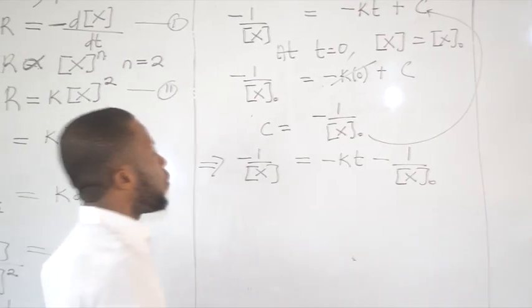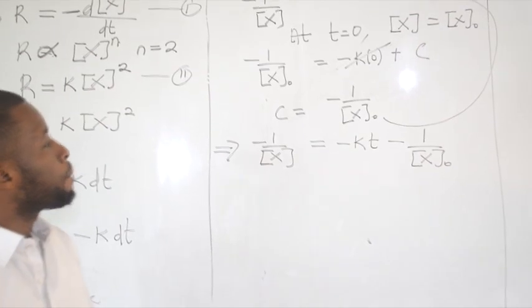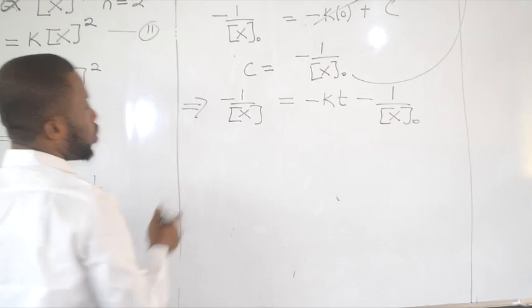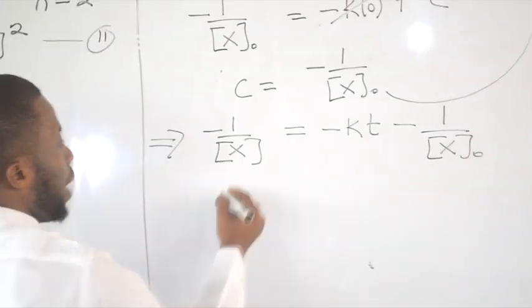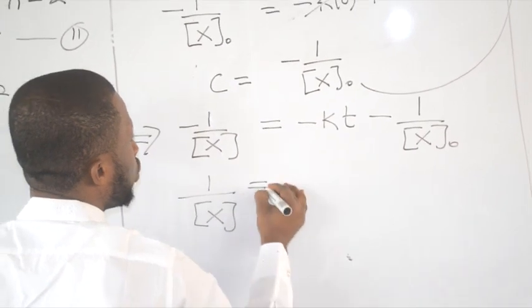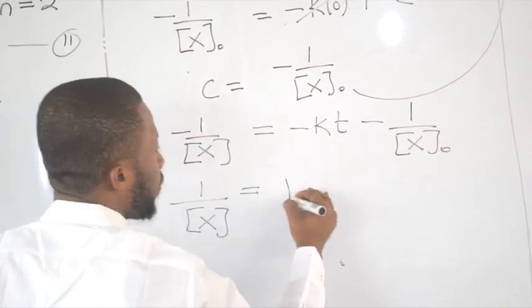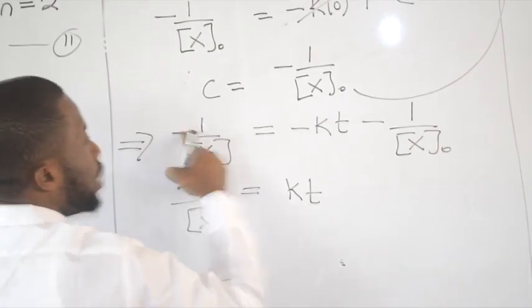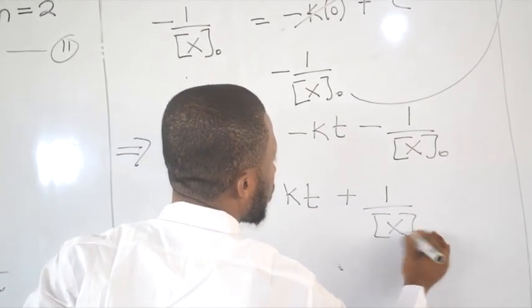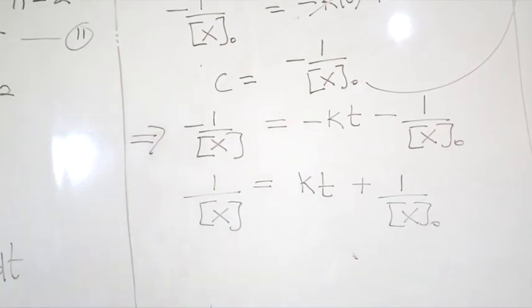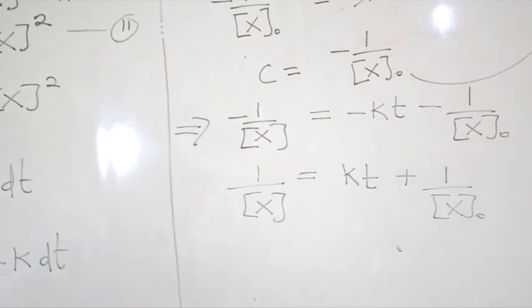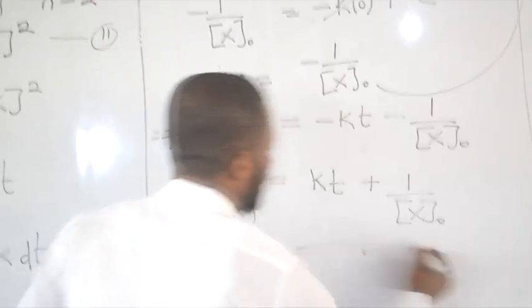So this is the equation for our second order reaction. And I also decided to move this negative sign towards it. Then I'll have minus 1 over x is equal to negative kt, then minus 1 over x naught. Then that means by multiplying through all by minus, you get 1 over x is equal to kt plus 1 over x naught. So this is our equation for a second order reaction.